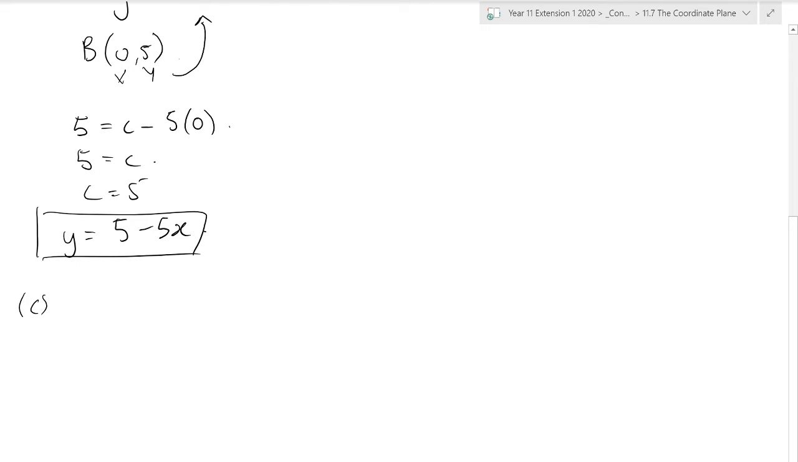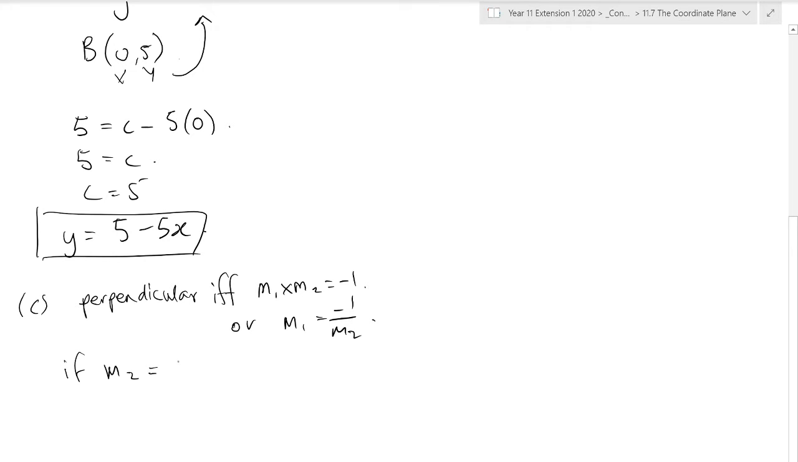So a line that's perpendicular, okay, and I'm going to use this phrase again, if and only if, so IFF. It's just a maths term that we use, a shorthand way of writing that. So perpendicular if and only if m1 times m2 is equal to -1, or m1 is equal to the negative reciprocal of the other. So if m2 is equal to -5, then m1 is equal to -1 over -5. So m1 is equal to 1/5.